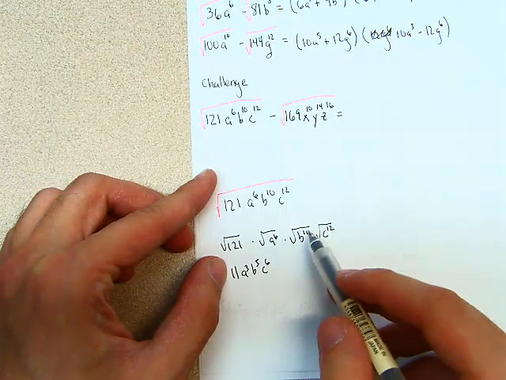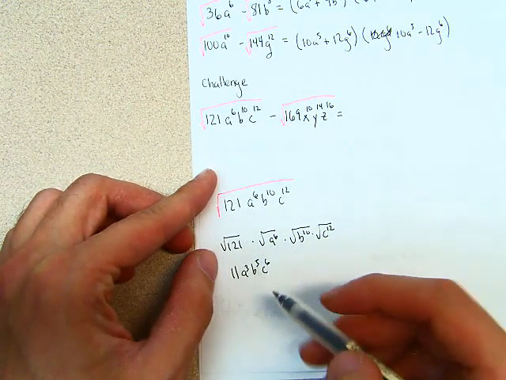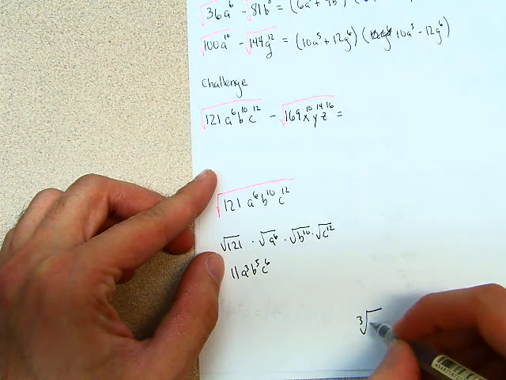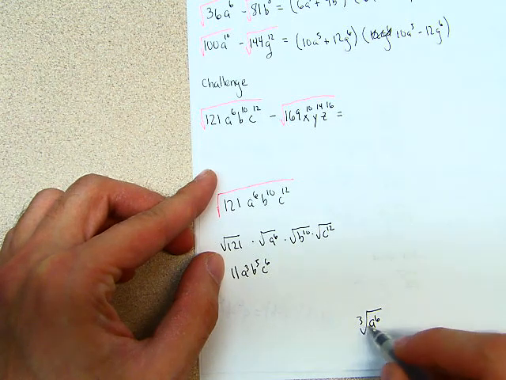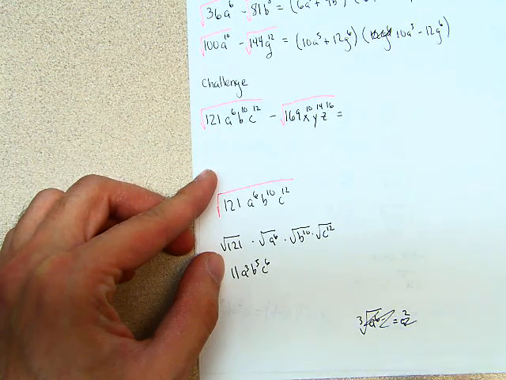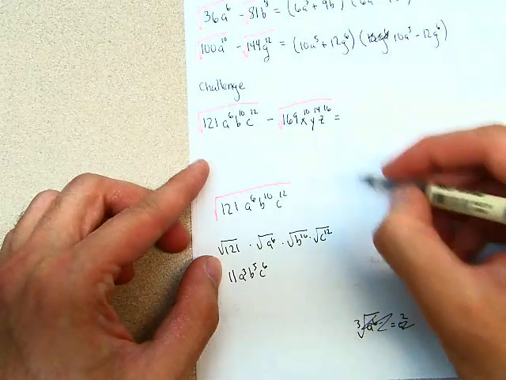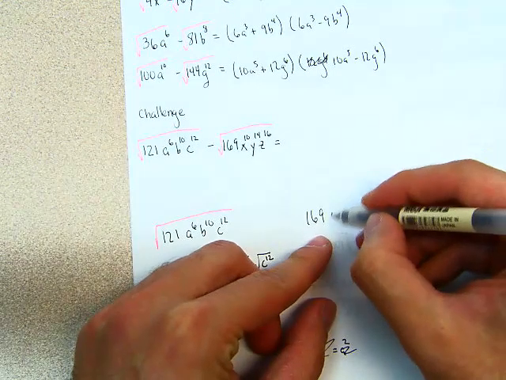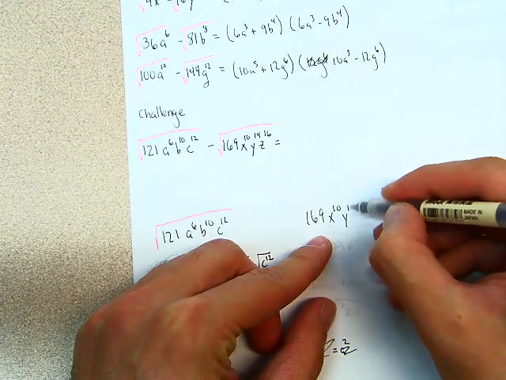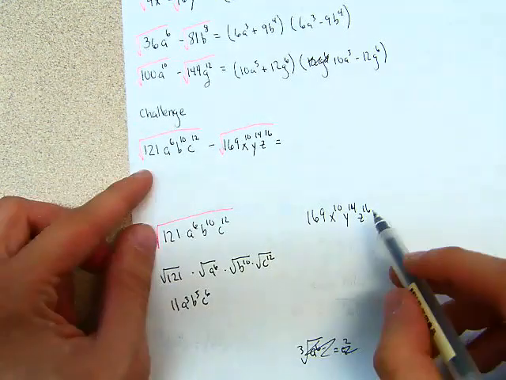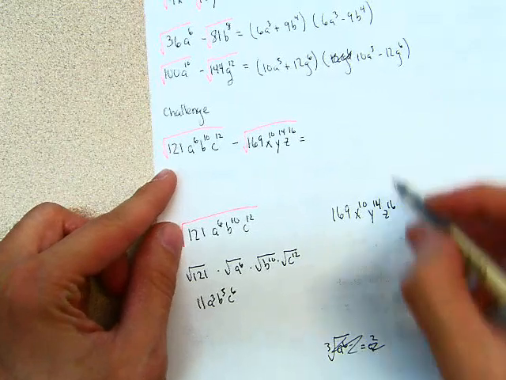And yes, you are dividing the exponents by 2. Just for fun, if you had the cube root of a to the 6, you'd divide by 3. This is equal to a squared. Now just do the same thing here. What about the square root of 169 x to the 10th, y to the 14th, z to the 16th? You just apply the same pattern here.